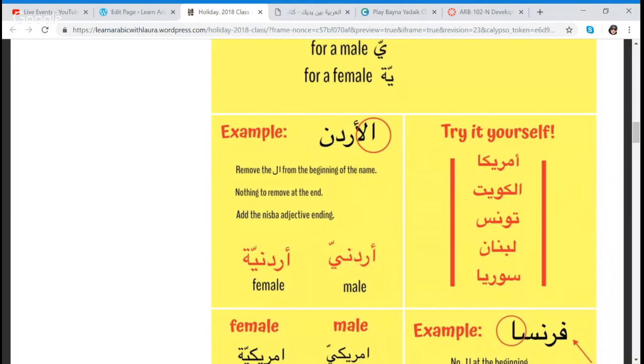And in all of those cases, there are none of those letters or combinations of letters. Okay, so we're done then, except that we have to add the nispa adjective ending. So our stem is urdun. To the stem urdun, we add a ya and shedda for a male, and it becomes urdini. For a female, we add ya, shedda, and tamarbuta, and it becomes urdiniya. But we'll just leave off the voweling for right now, so we just look at the endings, okay? So urdini for a male, urdiniya for a female.